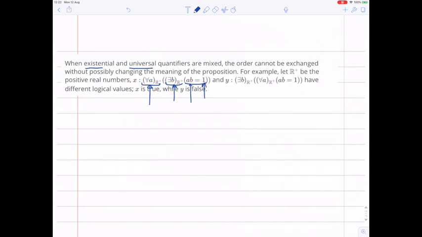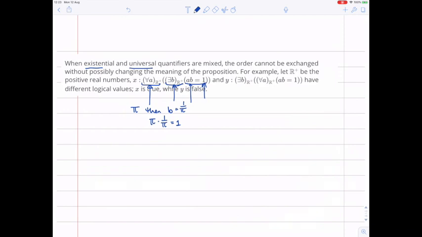And this sounds true. If you take any positive real number, say pi, then I can find b equal to 1 over pi, which is also a positive real number, and pi times 1 over pi is equal to 1. So that's definitely true.